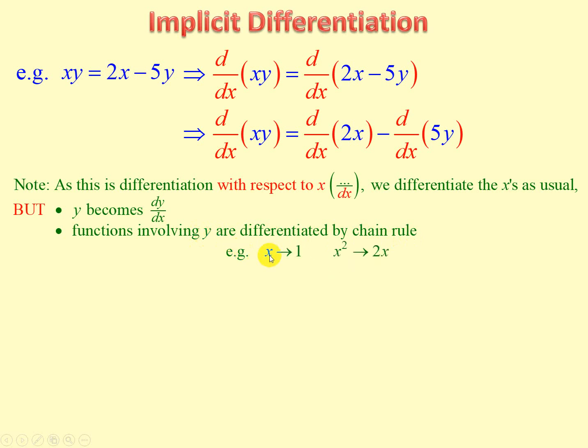So if we're differentiating x, it goes to 1. If we're differentiating x squared, it goes to 2x. If we're differentiating y, it goes to dy by dx. If we're differentiating y squared, we have an outside function of something squared and an inside function of y. So the outside derivative is 2y. Multiply down by 2 and subtract 1 off there. Leave the inside exactly as it is. Right, so we're leaving y exactly as it is. Times, and the inside function is y, and the derivative of y is dy by dx.